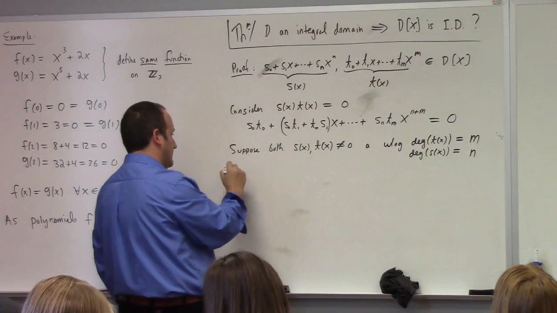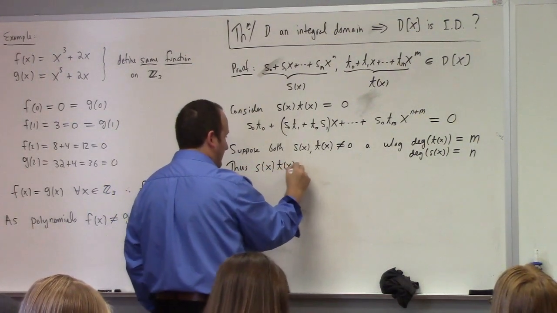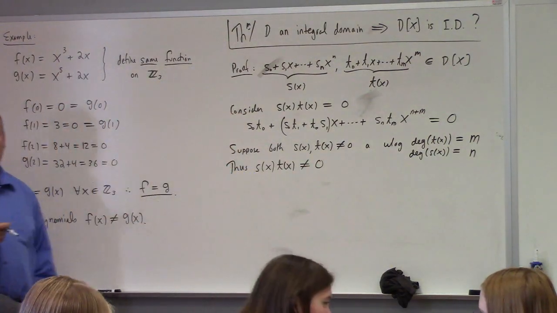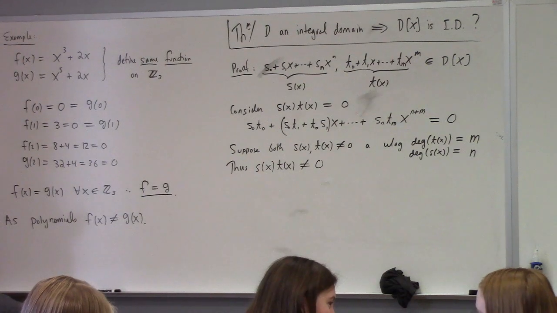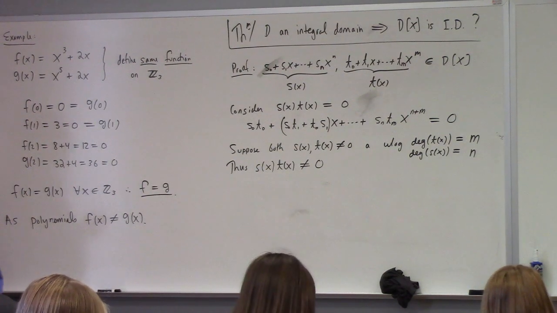Right, thus s of x, t of x is not the 0 polynomial, right? Which contradicts our assumption that they multiply to be 0. Therefore, what?